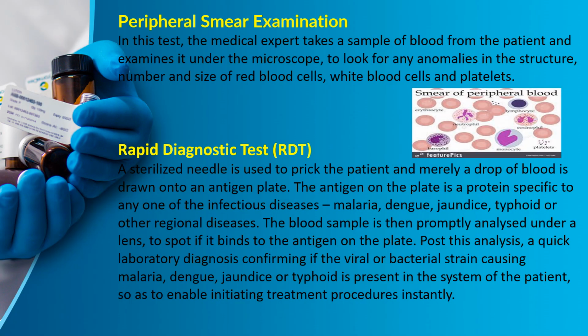What do we see in the peripheral smear examination? In this test, the medical expert takes a blood sample from the patient and examines it under the microscope for the structure and number of the RBCs, WBCs, and platelets.